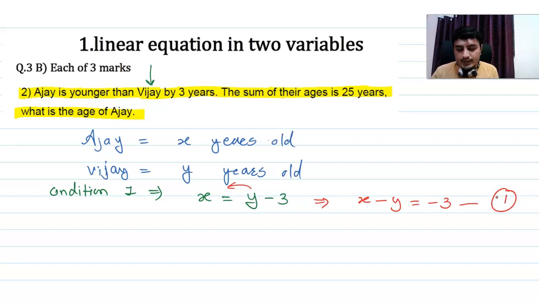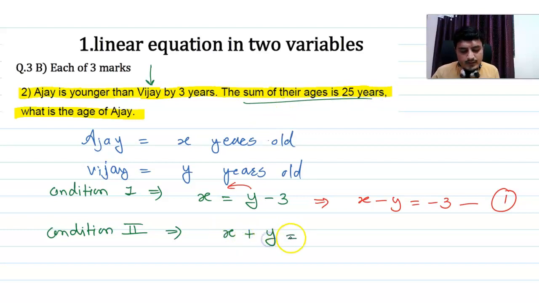Look at the second condition. As per the second condition, we get the other equation in x and y, of the form sum of their ages. That means age of Ajay plus age of Vijay equals 25. Let's call it equation number 2.